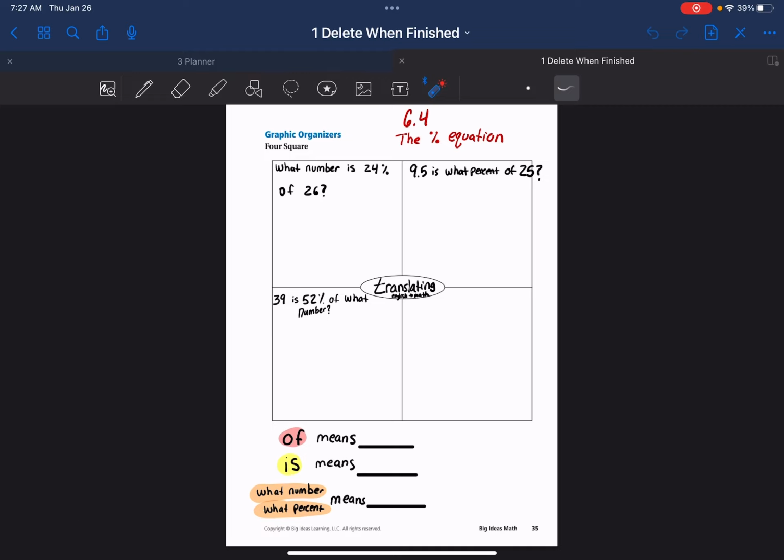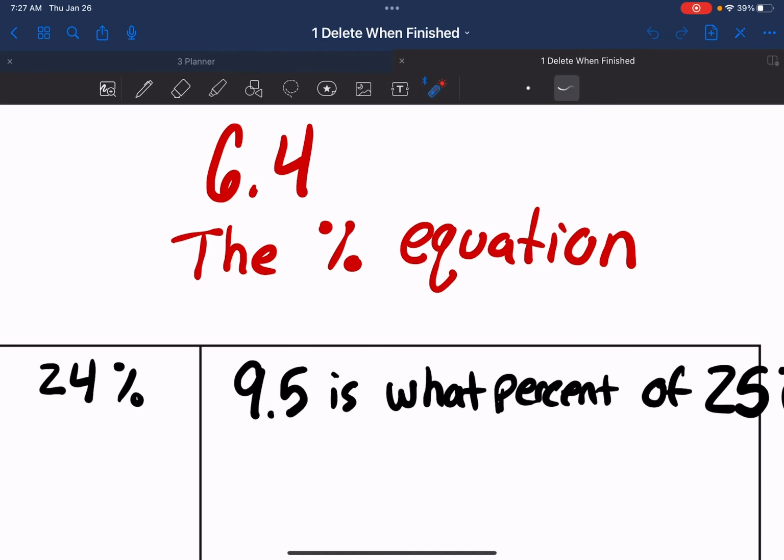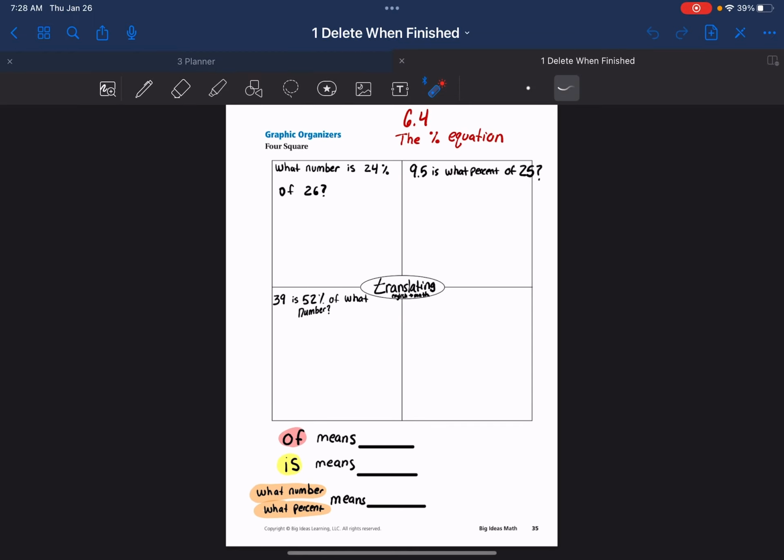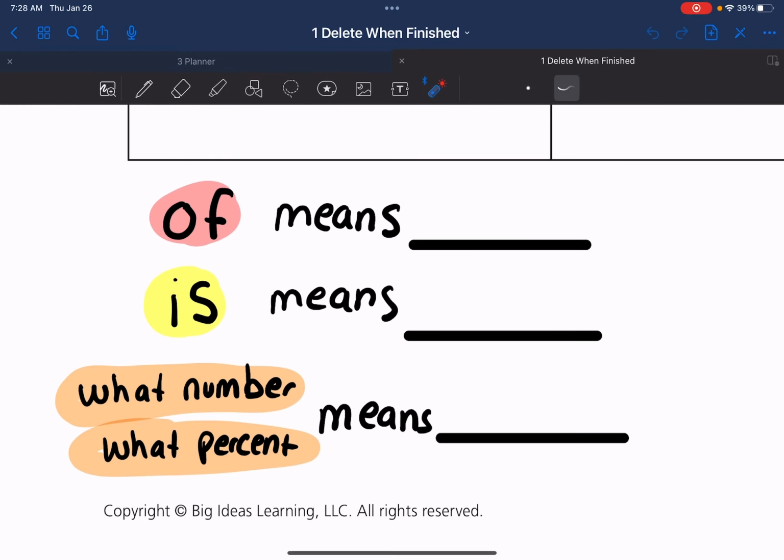The lesson begins at 6.4, the percent equation. And now I like the percent equation so much more than the percent proportion. The percent equation to me just makes more sense. So before we begin, I want to come down here and we are going to be interpreters. And interpreters, what they do is they change one language to another, right? We're going to change written, like English words, into math words.